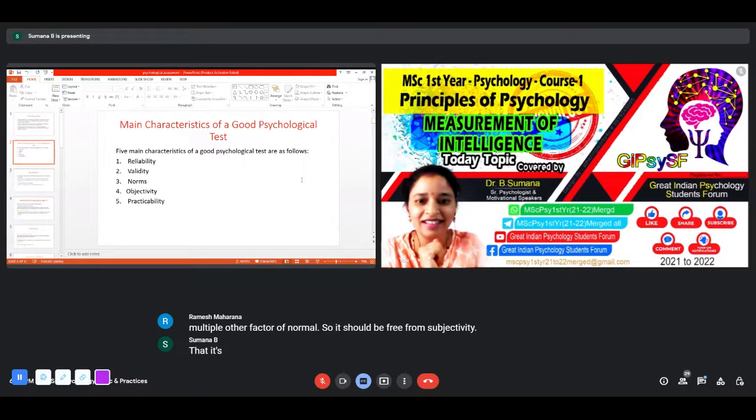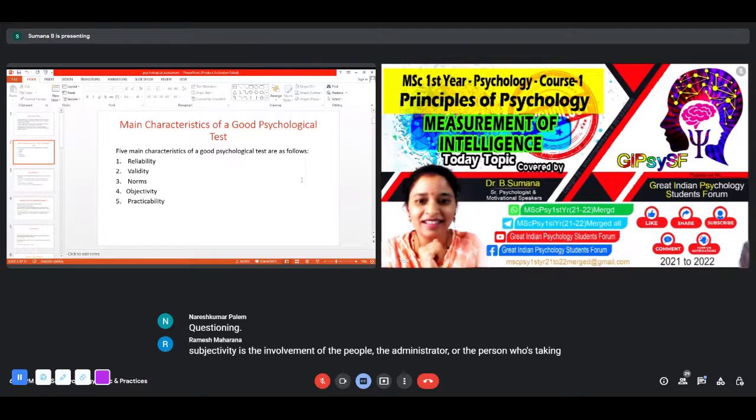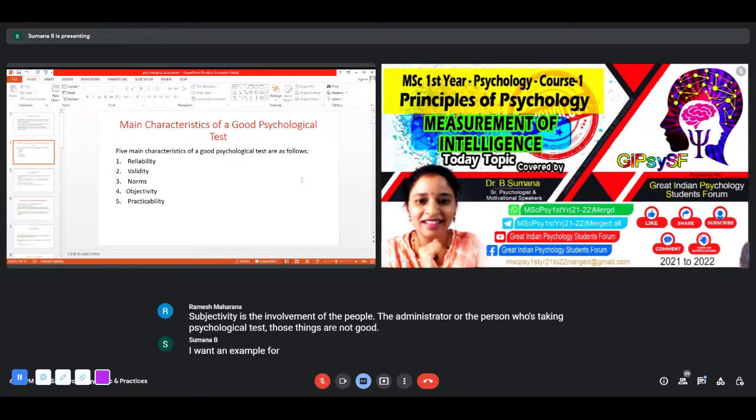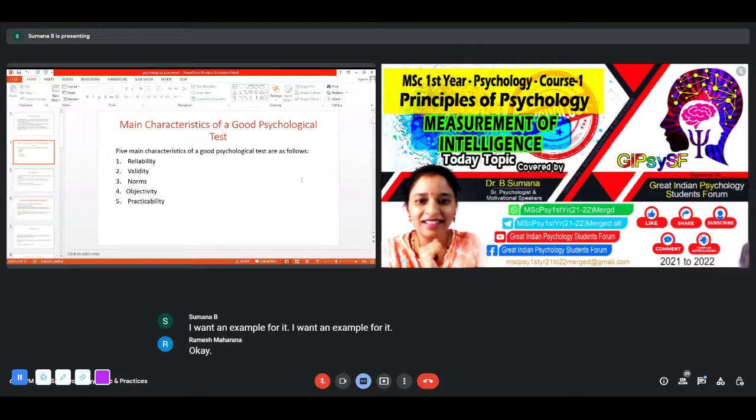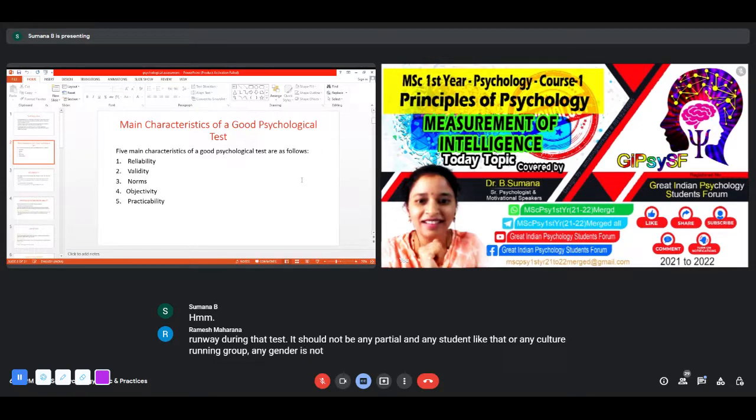It's true, sir. But before that, we should know what exactly subjectivity is. Subjectivity is the involvement of the people, the administrator or the person who is taking the psychological test. I want an example for it. Like, for a sample of 100 people of a similar age group, the administrator who is doing the test should not be partial to any student, any culture, any group, any gender. It should not be subjective.